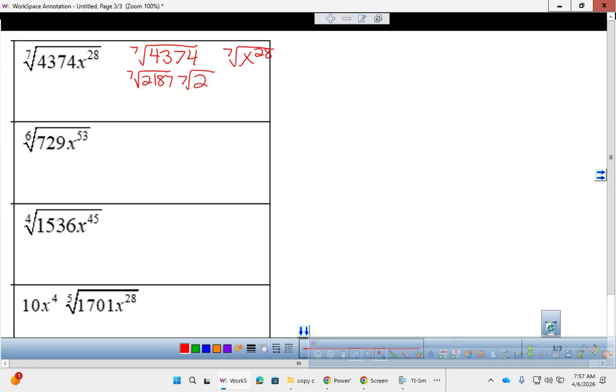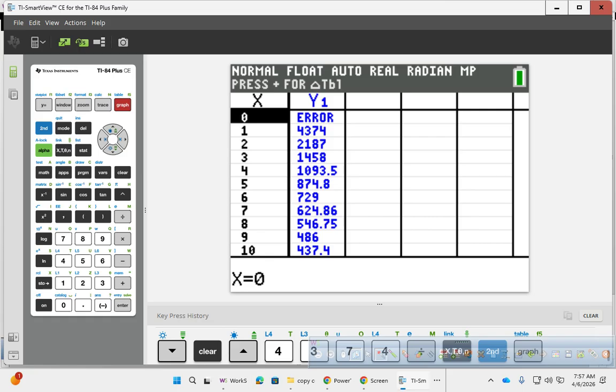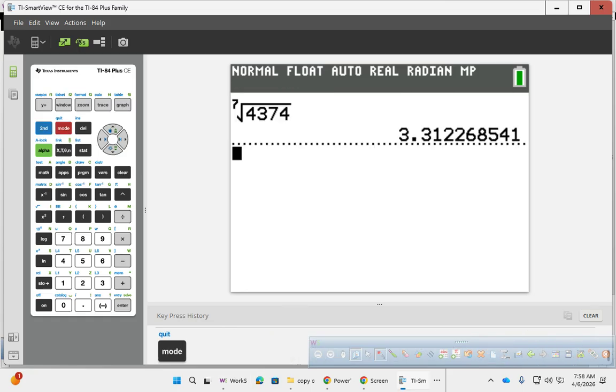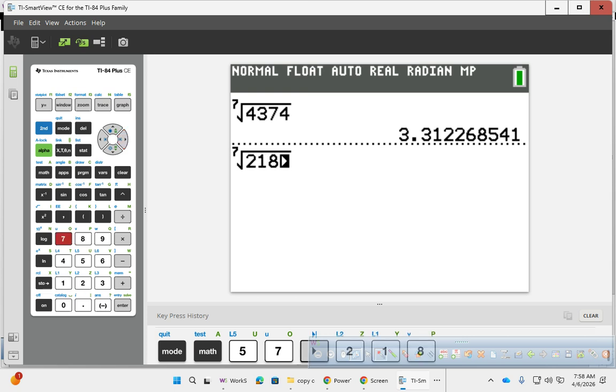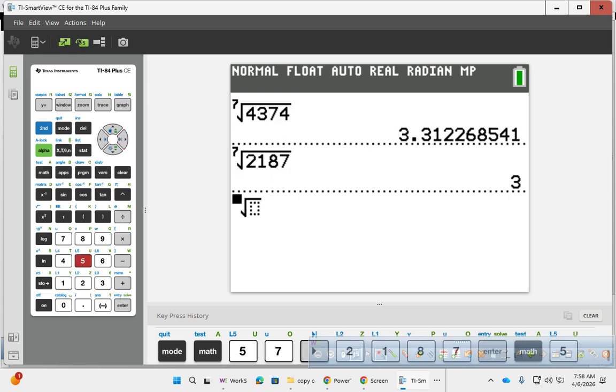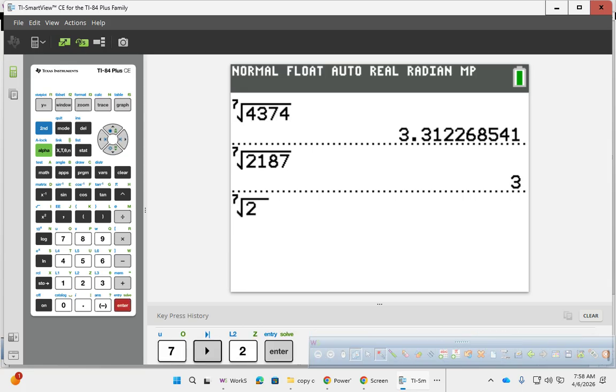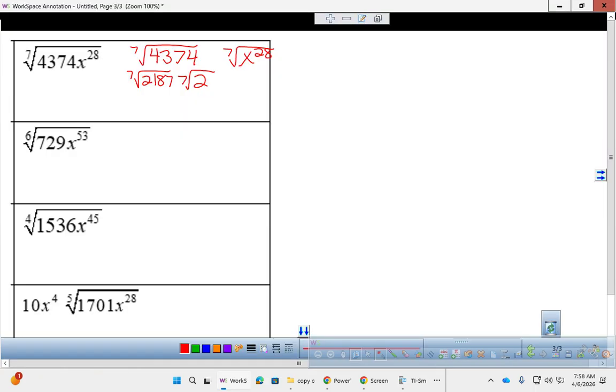And then I'm going to check each of them. You can do that using your calculator, or you can do that using your blue paper. You can see one simplifies to something that looks nicer, the other one simplifies to something that doesn't. So I'm going to change the 2187 to a 3, but I'm going to keep the 7th root of 2, because it's easier to write 7th root of 2 than all those decimals. So this part becomes 3 times the 7th root of 2.